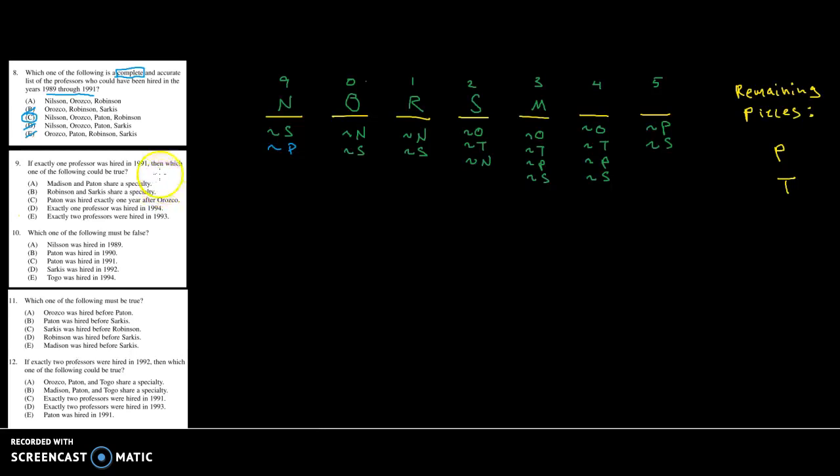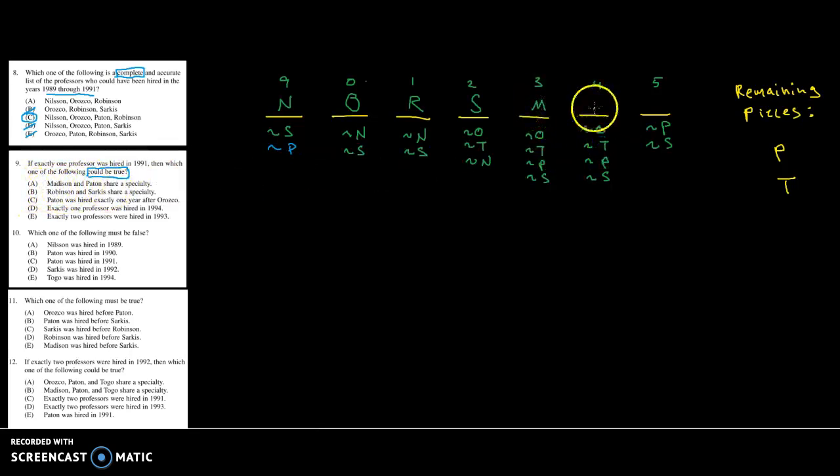So remember, translation, what that means is they have to be at least 2 spaces apart. Now, this question is asking for what could be true. So if we can make that work, if we can place P 2 spaces away from M, then this is going to be our correct answer. See if we can do that.